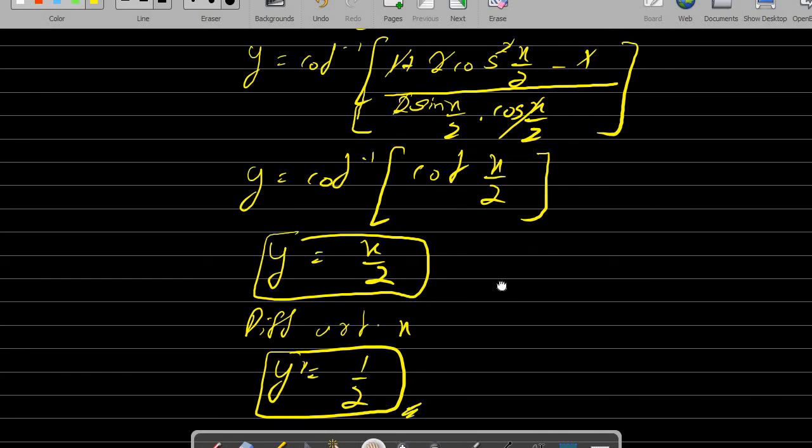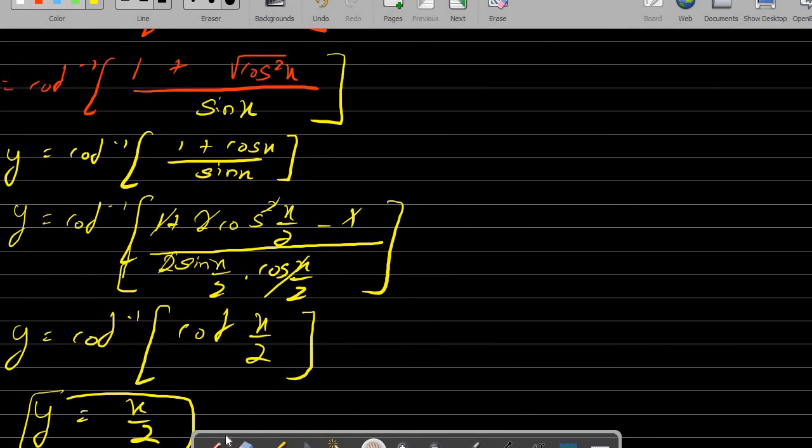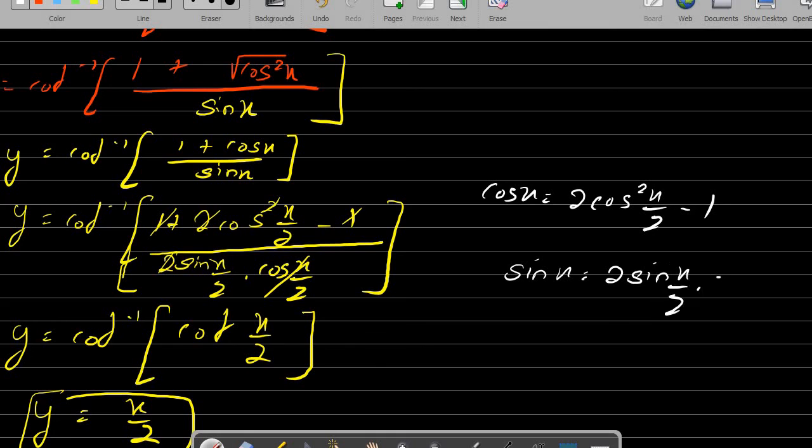So I hope this was clear to you. Let me just highlight the 2 formulas that we used here. I'll write it with a different color. So in place of cos x, we used 2 cos square x by 2 minus 1. Pretty important. There are other forms, but in the further questions we will find out. And sin x, we use it as 2 sin x by 2 cos x by 2.